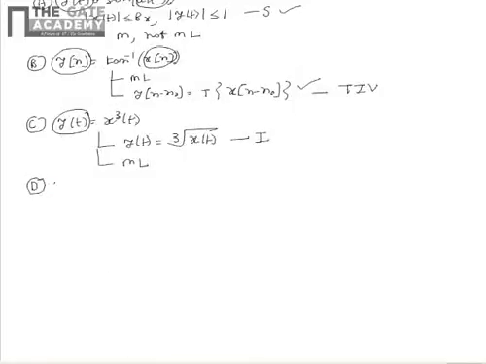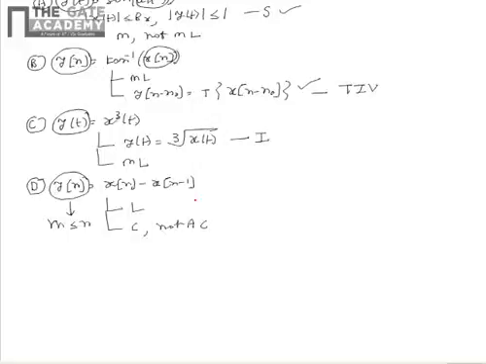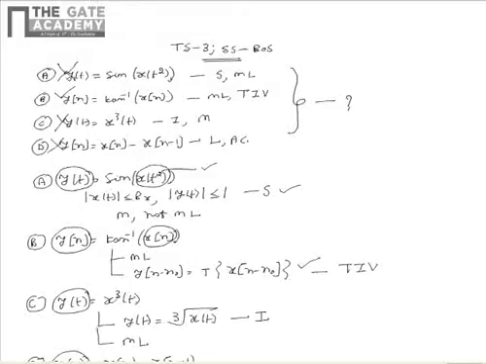Now if we consider the system in option D, the IO relation is given as y of n is equal to x of n minus x of n minus 1. From this IO relation we can say that the system is linear and causal. The system is causal because the output y of n at any instant n depends on the input at the instance m less than or equal to n. From this we can say that the system is causal and hence not anti-causal. So the option D is also not correct.